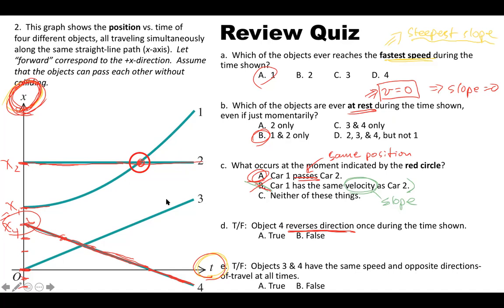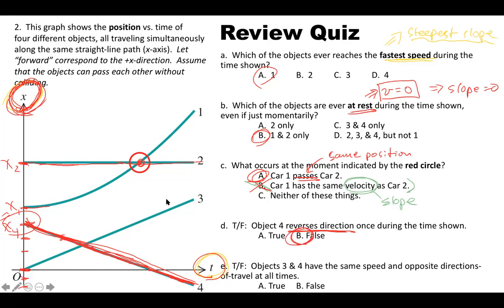And we can see that the slope of this graph is at all times the same constant negative value. So therefore, this is an object that is simply moving backward in the negative direction with a constant velocity at all times, never slowing down, speeding up, or definitely not reversing direction. So this seems to be false.